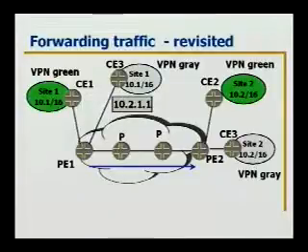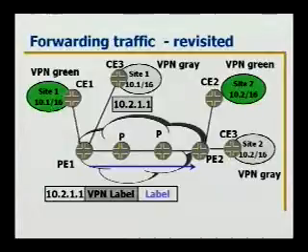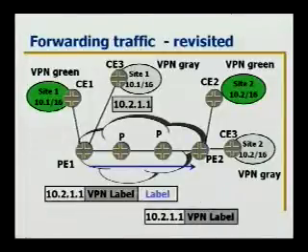PE1 would figure out that this packet belongs to VPN Gray based on the interface on which the packet arrived, would put a two-label stack on the packet, a VPN Gray label, and then the label that's appropriate for the label switch path between PE1 and PE2. The packet would arrive at PE2 with a VPN Gray label, and PE2 would have no trouble sending it to the correct CE3 in VPN Gray.